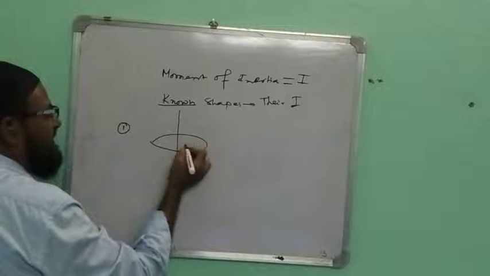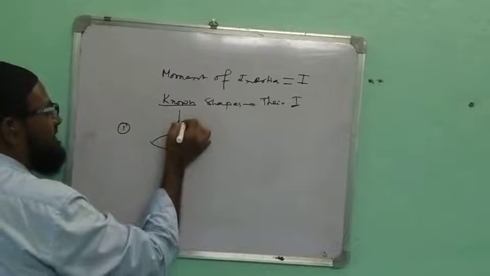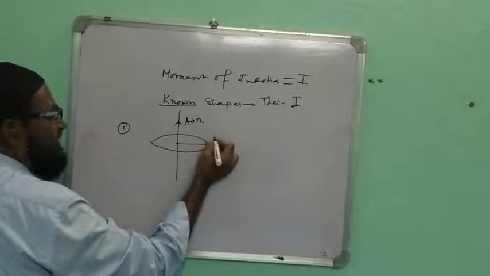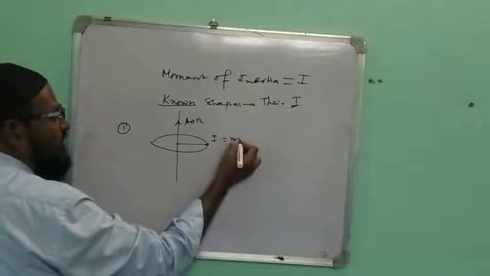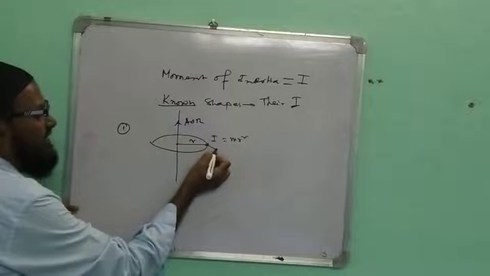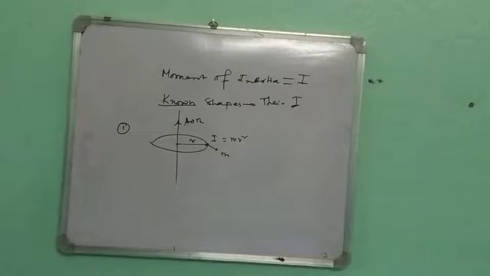The body is moving like this. This is the arc, this is the axis of rotation, and this is the body. In this case, what is I? I equal to mr square. This is figure number one. This is the arc, this is the mass, axis of rotation.